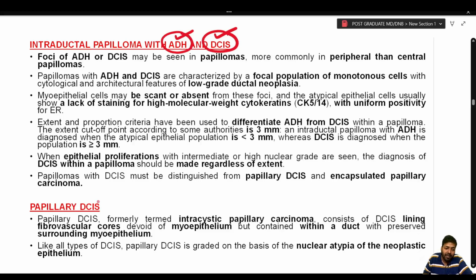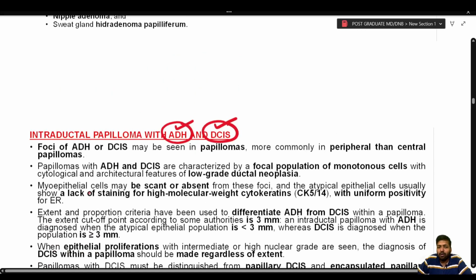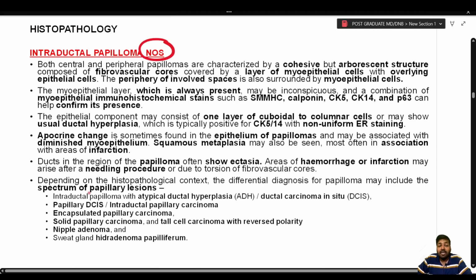Then we can have papillary DCIS also. Okay, so we are going to discuss each and everything in detail right now. The first important thing is the intraductal papilloma NOS.